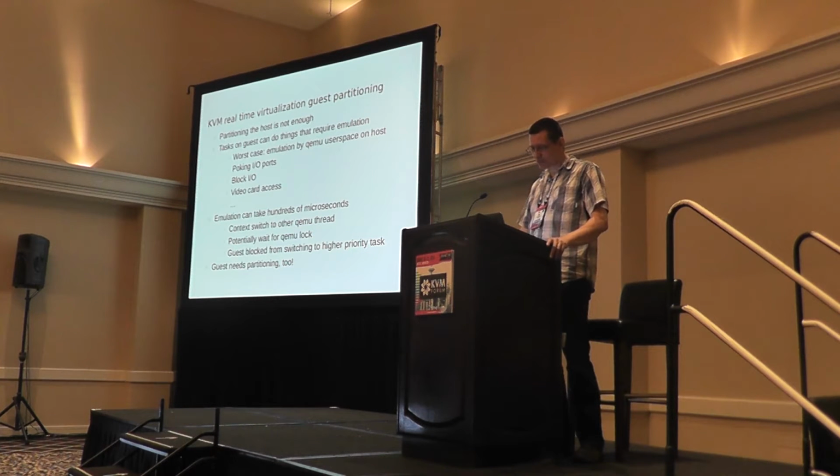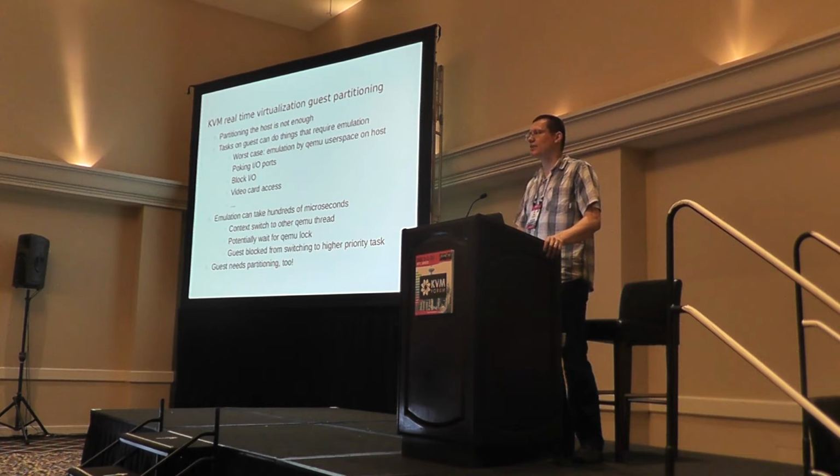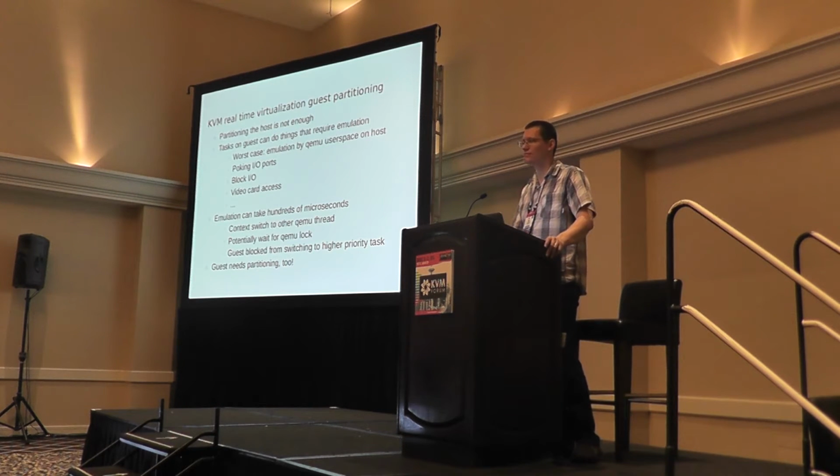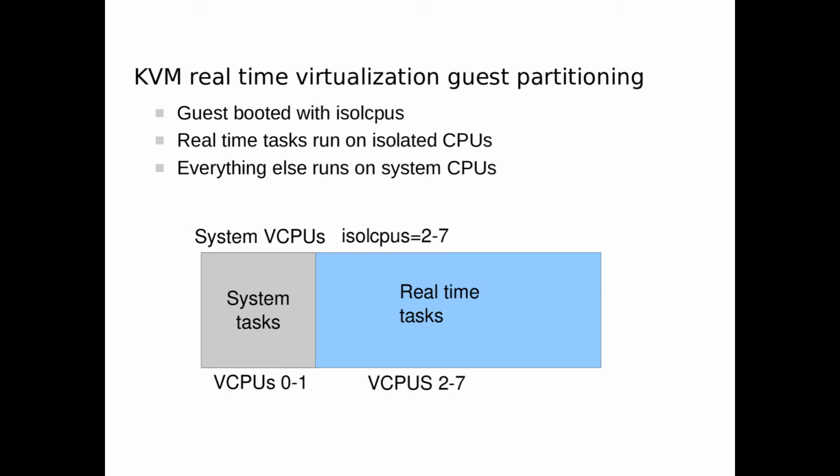And that can take a really long time. At that point, if you have a program with very low priority that is not real time, trying to write to the graphics card inside a guest, that guest vCPU is not running. It's waiting for the host, and it is waiting for QEMU to do something. And we are unable to switch from that low priority program to a higher priority program until QEMU is done. So the guest also needs to be partitioned.